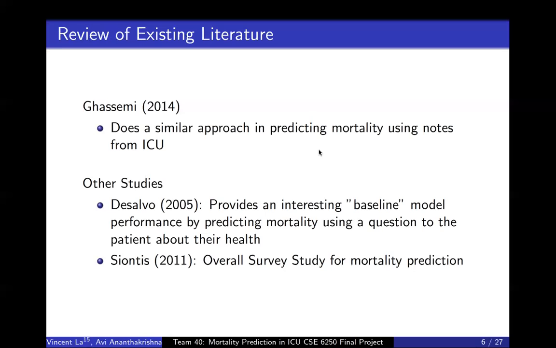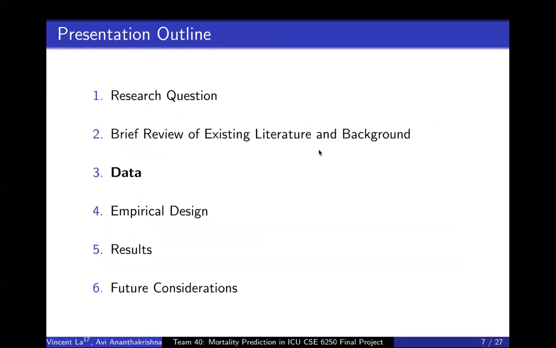And Siontis in 2011, since there's been a plethora of literature about mortality, created an overall survey study, which is linked in our reference section, to get a general sense of what other people have done in the field around mortality prediction in the hospital setting.